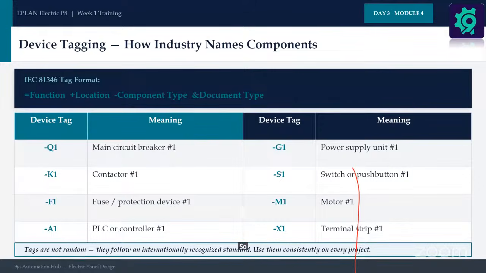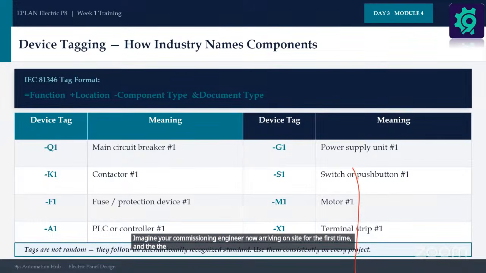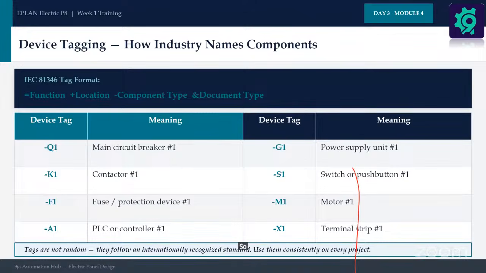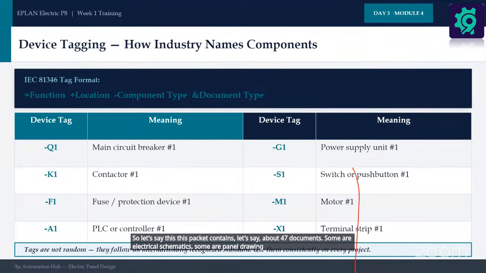So imagine you are a commissioning engineer, arriving on site for the first time, and the client hands you over a documentation package for the control systems you're about to commission. Let's say this package contains about 47 documents. Some are electrical schematics, some are panel drawings, some are terminal, like that.